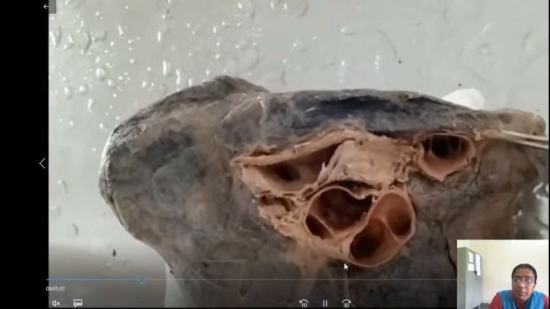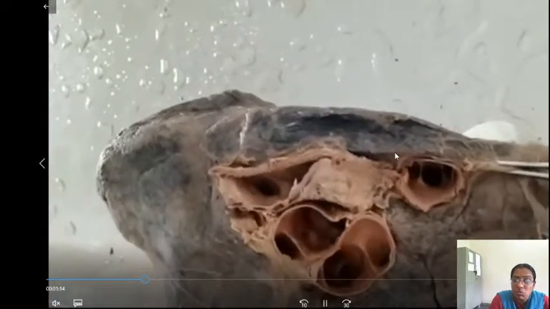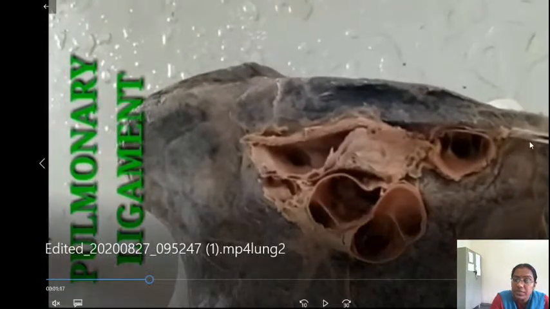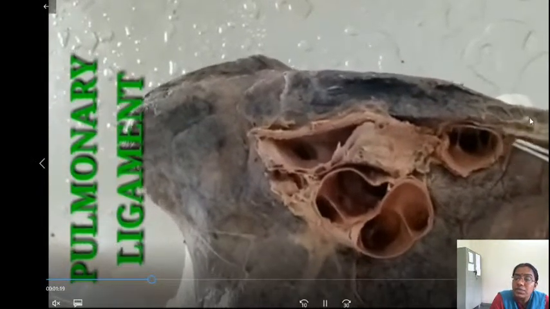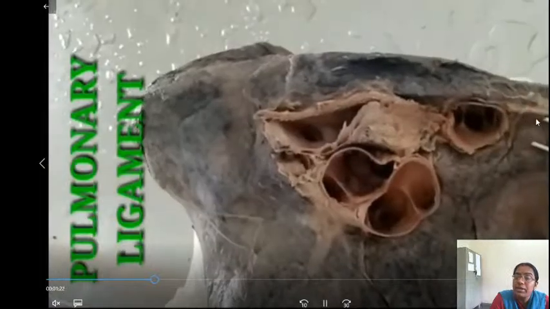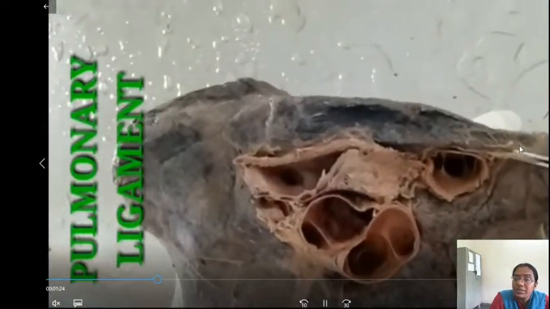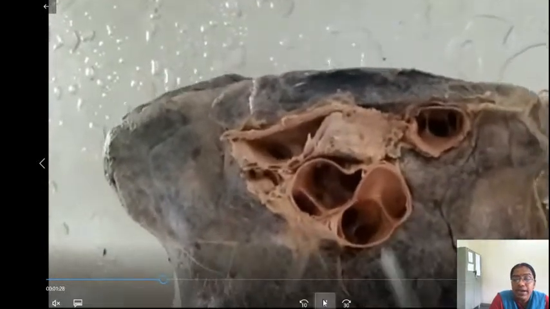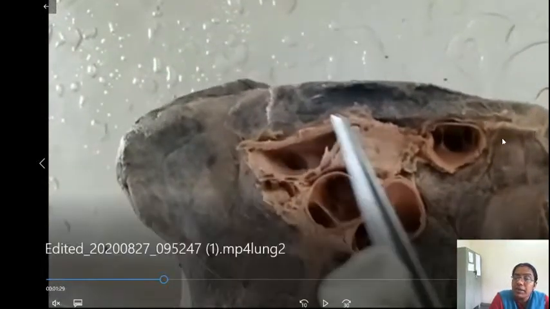Here is the parietal pleura at the root of the lung. So this is the root of the lung having a bilaminar fold. The parietal pleura covering the root of the lung extends downwards as a bilaminar fold. This bilaminar fold is called the pulmonary ligament. This pulmonary ligament consists of loose areolar tissue, along with lymphatics. Now, the main importance of the pulmonary ligament.